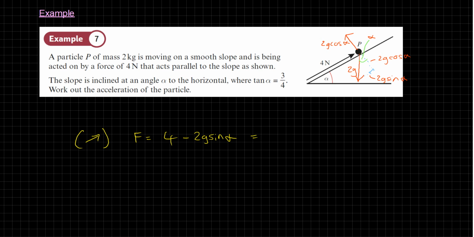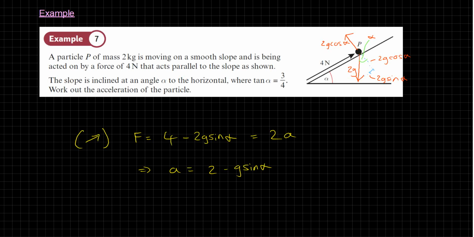And that's going to be equal to the mass times the acceleration. The mass is 2, and the acceleration is what we're interested in. So that implies, let's do some rearranging. Acceleration equals 2 minus g sine alpha. Is that right? Let me just double check. Yeah, that should be right.